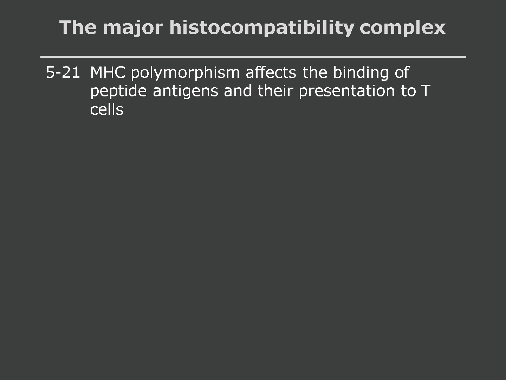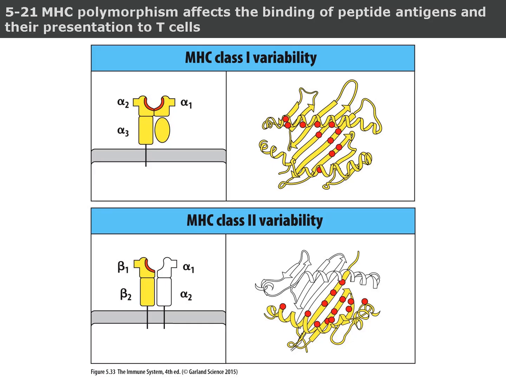MHC polymorphism affects the binding of peptide antigens and their presentation to T cells. This slide illustrates how polymorphism in MHC molecules influences antigen presentation. At the top, we see MHC Class I variability. The alpha 1 and alpha 2 domains form the peptide binding groove, where most of the genetic variation occurs. These red dots represent sites of amino acid differences across individuals. This polymorphism affects which peptides can be bound and presented to CD8 T cells.